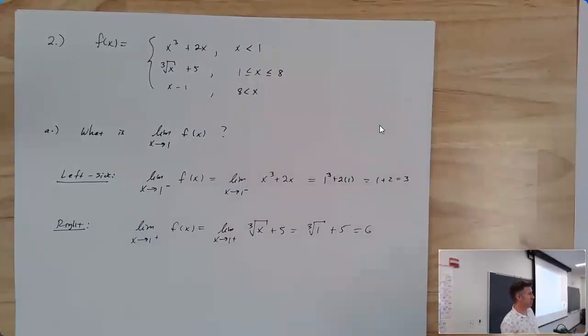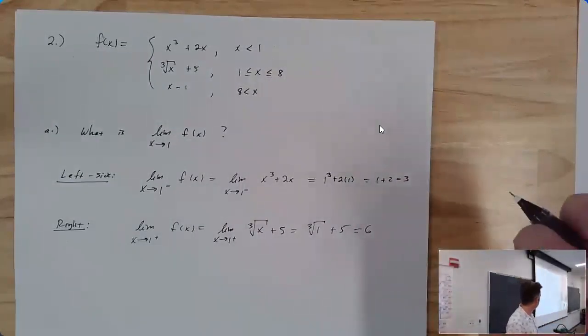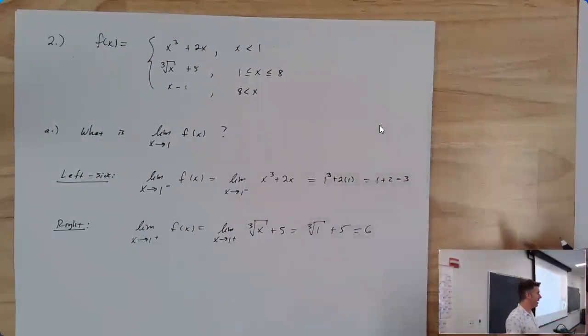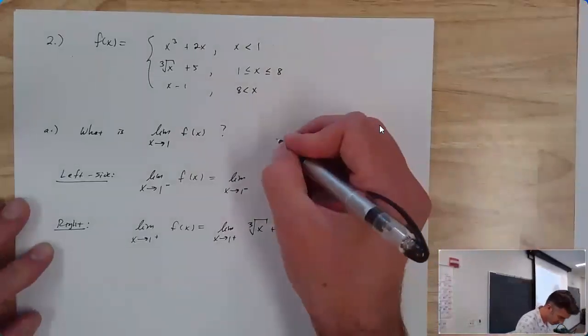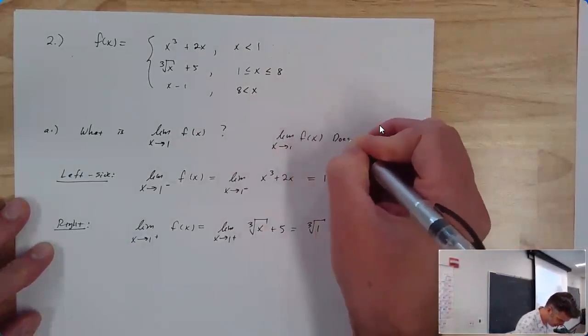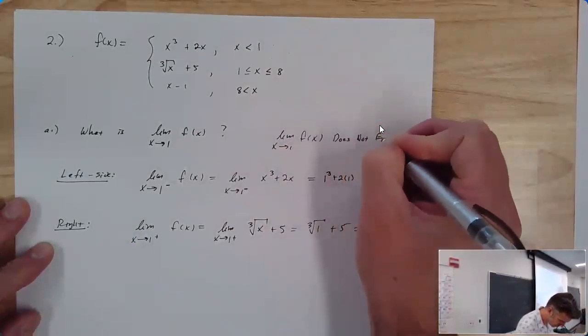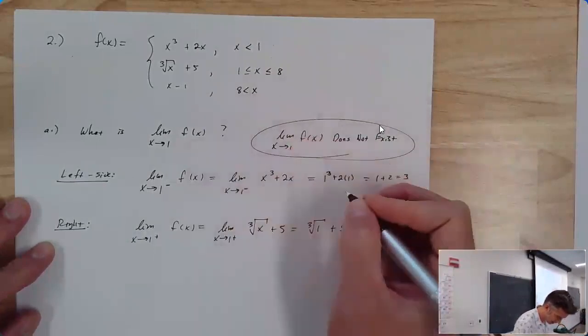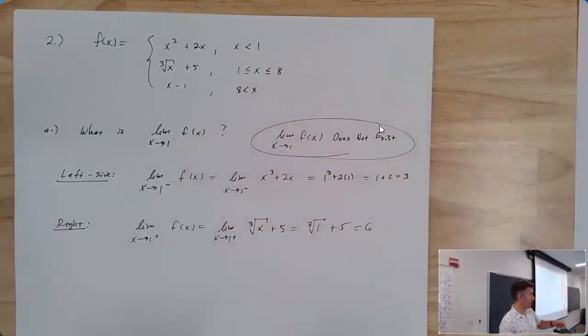And now we can answer the question. What is the limit as x approaches 1 of f of x? We can answer the question in a very unsatisfying way: it doesn't exist. The limit as x approaches 1 of f of x does not exist, because the limit from the left and the limit from the right are not the same.